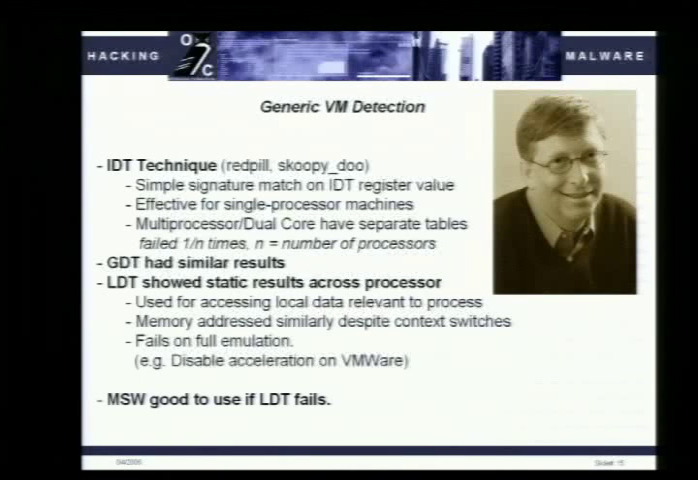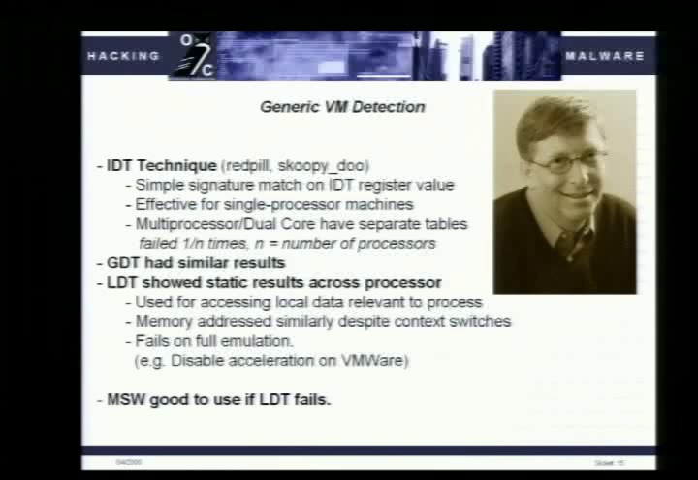So the IDT technique, this is done by the Red Pill by Joanna Rutkowska and the Scooby-Doo by Tobias Klein. This is just a simple signature match on the IDT register value. But the problem with the IDT is that being the interrupt descriptor table, each CPU has its own copy of the IDT. So if you're on a multiprocessor machine, the signature is not going to match. And so the question becomes, how does the ingenious malware developer come up with a way to understand all of the IDTs across all number of processors? And so the quick thing that you can discern from this is that if you are using the IDT method, you're going to fail 1 over n times for however many processors you have.